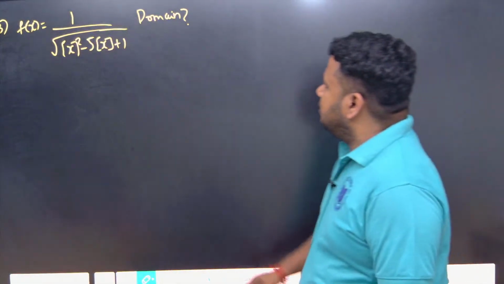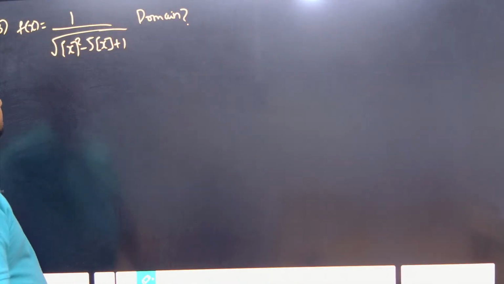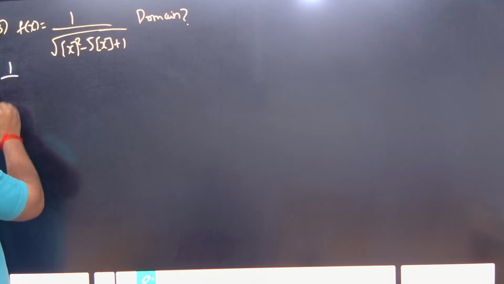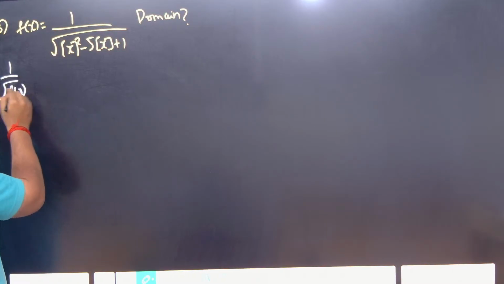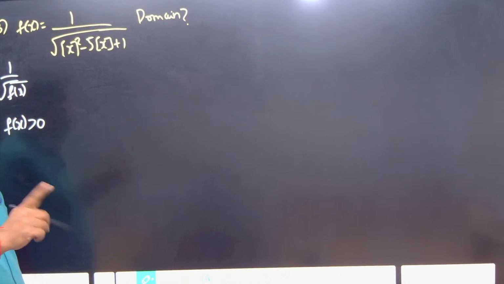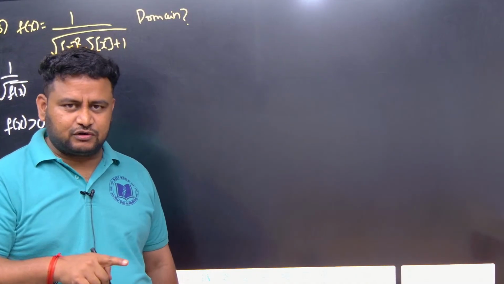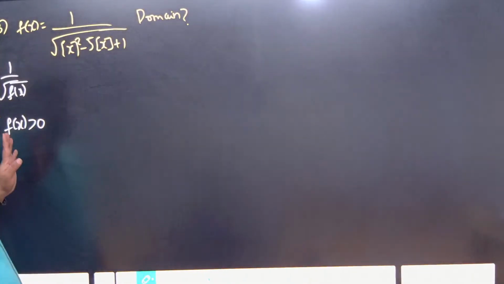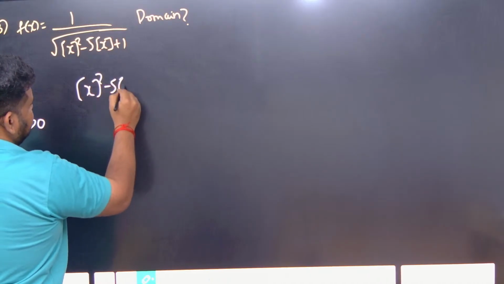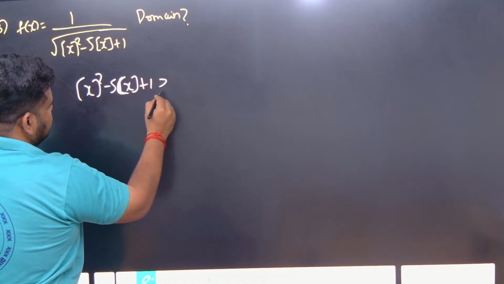So they have given f(x) = 1 by square root of step of x square minus step of x whole square minus 5 times step of x plus 1. So this is 1 by square root of f(x). Square root of f(x) means f(x) should be greater than or equal to 0. But if it is 1 by square root of f(x), f(x) should be greater than 0. So here you will take step of x square minus 5 times step of x plus 1 should be greater than 0.